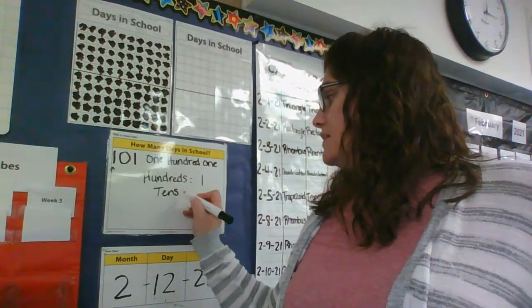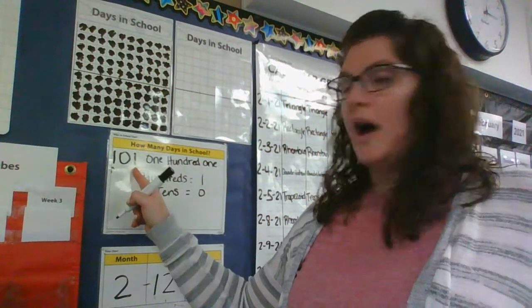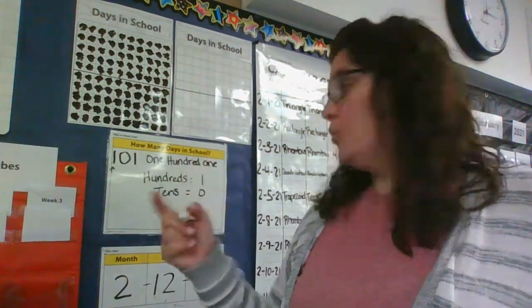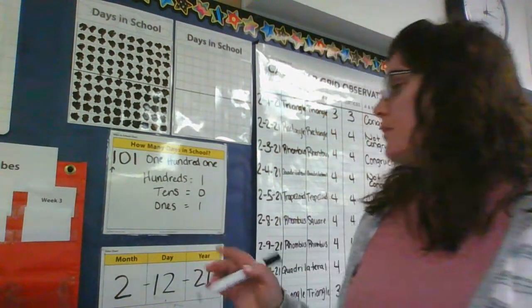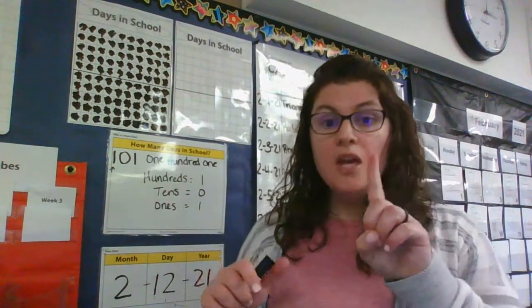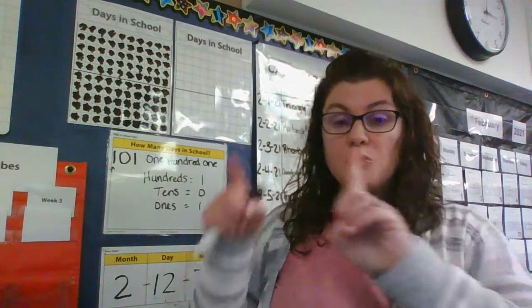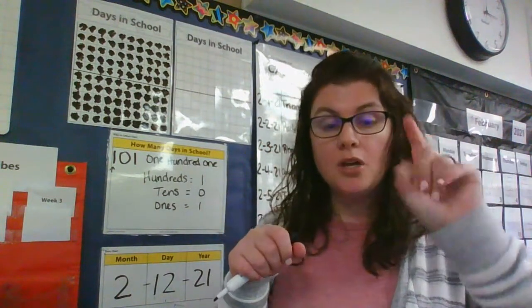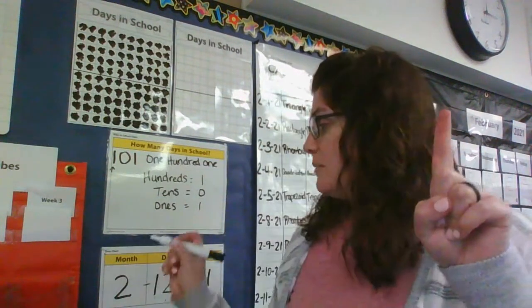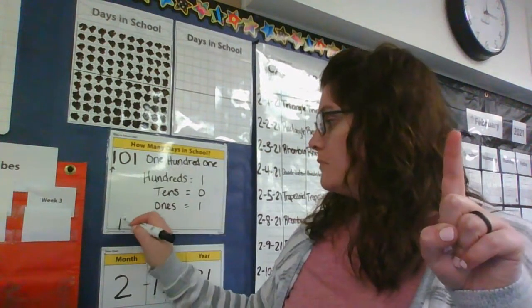We have 0 tens. How many ones? We have 1, right? Okay. So remember, when we're counting by hundreds, we've only practiced counting by tens, where we go 10, 20, 30. So when we count by our hundreds, we go 100, 200, 300. So if we have 1 in our hundreds, that means we have 100.